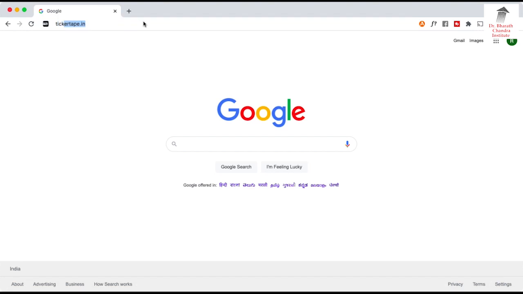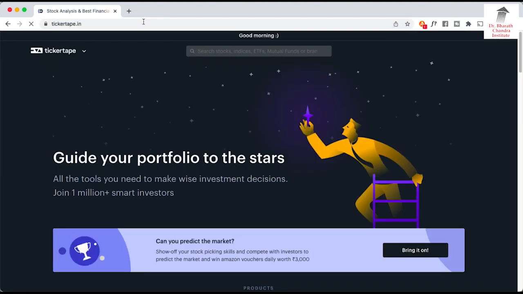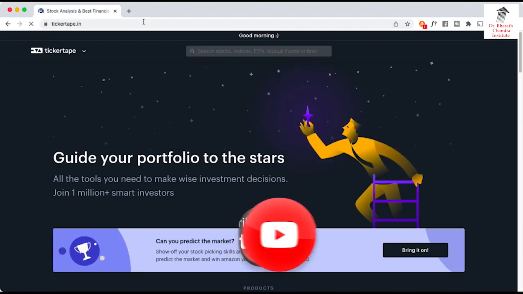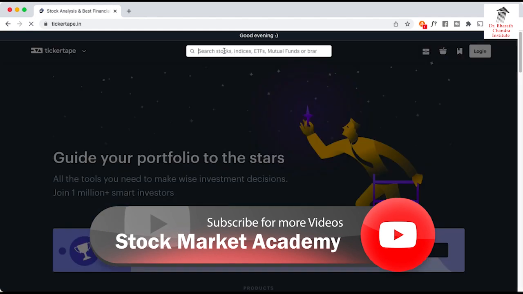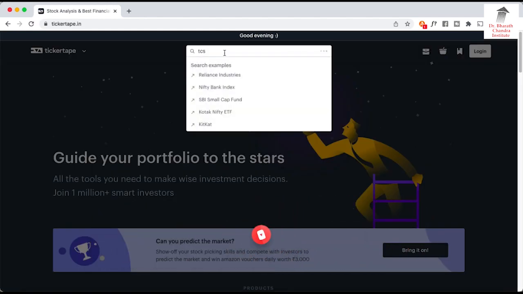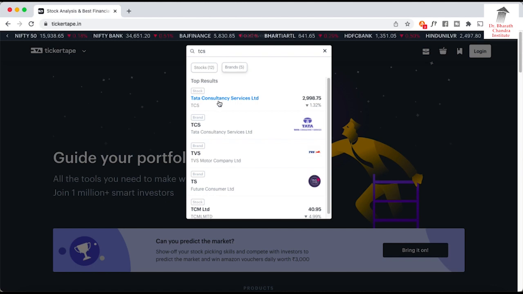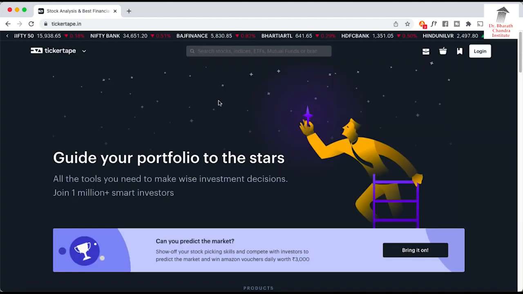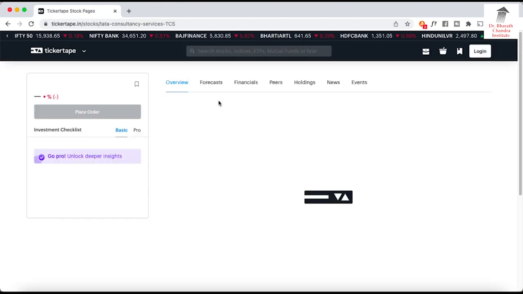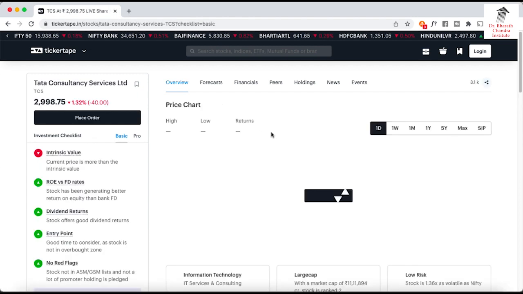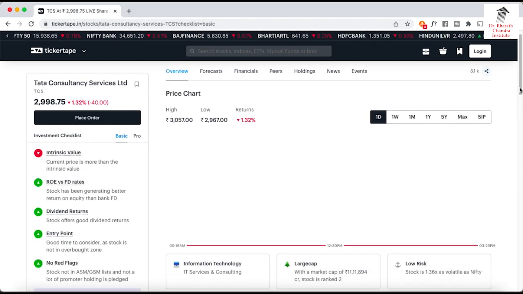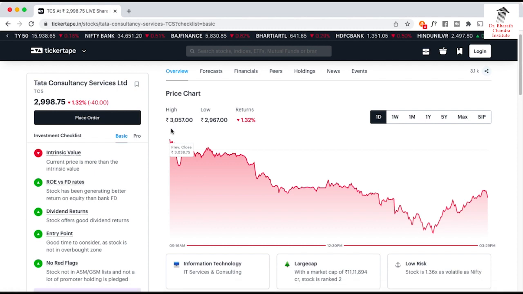Now coming to the third website, which is called TickerTape.in. Again, we need to make sure of the spelling, it's not .com, it's .in. Suppose I want to see TCS. So I type TCS, it gives me an option, and I click on TCS. Then it gives me the TCS page and all the information about it. It's updating, and here you will see the immediate price information, the highest and lowest of the day, and what the performance was today.